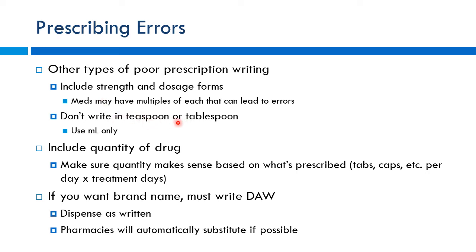Also, don't write teaspoons or tablespoons. That is not used anymore. Just write out the number of mLs they should be using. And again, patients can measure that. Usually they'll be given dosing syringes from the pharmacy, so that way they can actually get the accurate amount.